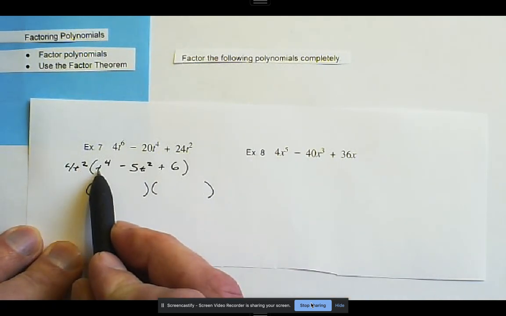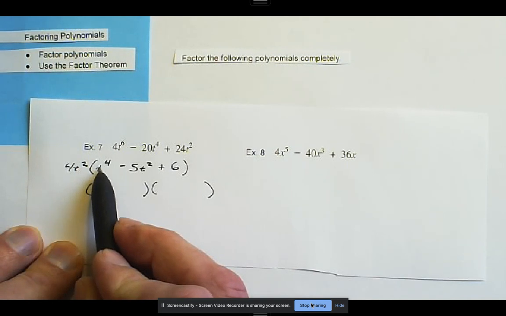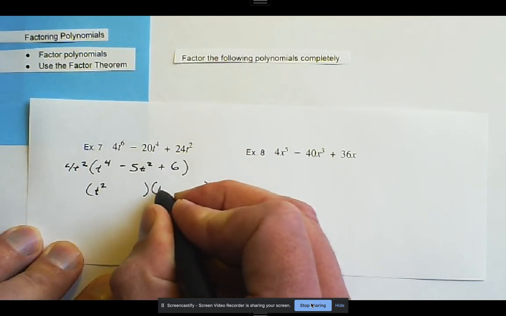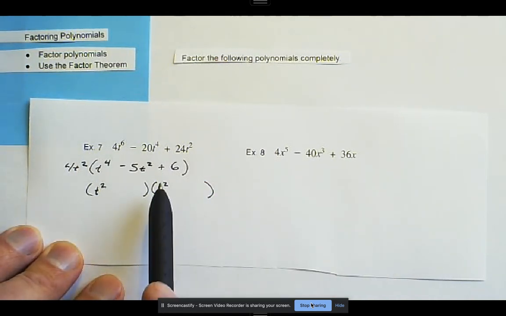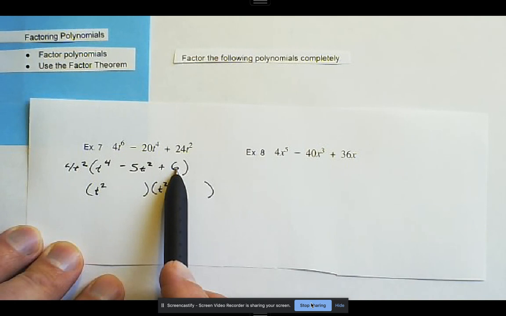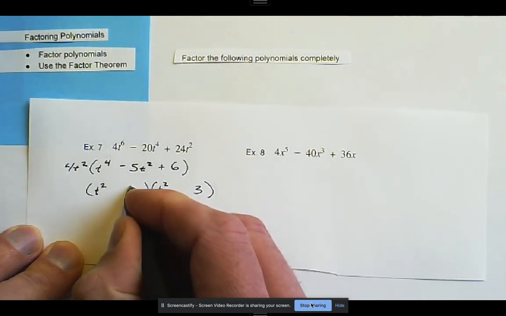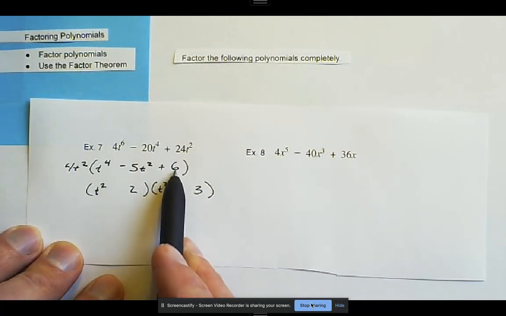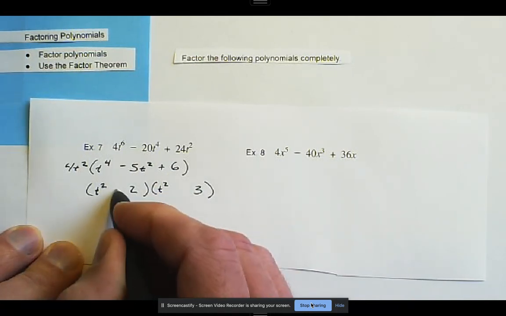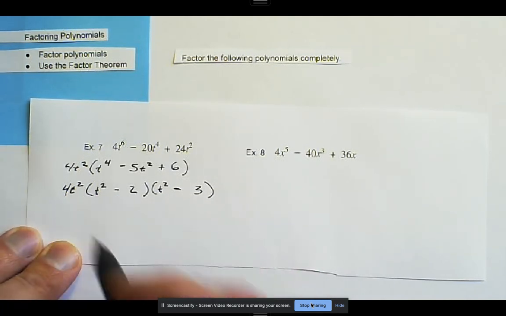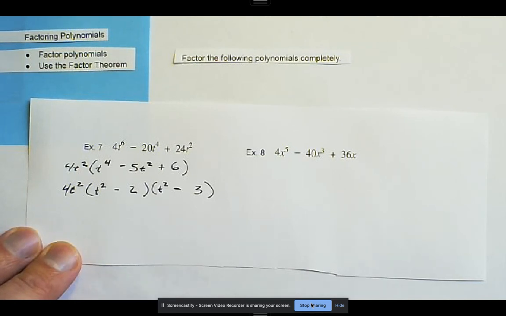So what two numbers would multiply together to get us t to the 4th? And that is t squared and t squared. And now we need two numbers that multiply together to get us 6 and then add together to -5. So 3 and 2 will get us to 6, but now we need it negative. So if we make them both negative, and we bring out the 4t squared in the front. At this point, we cannot simplify these factors any further.